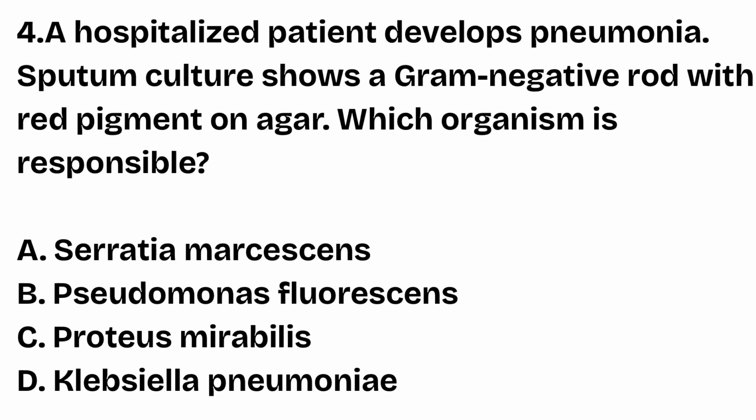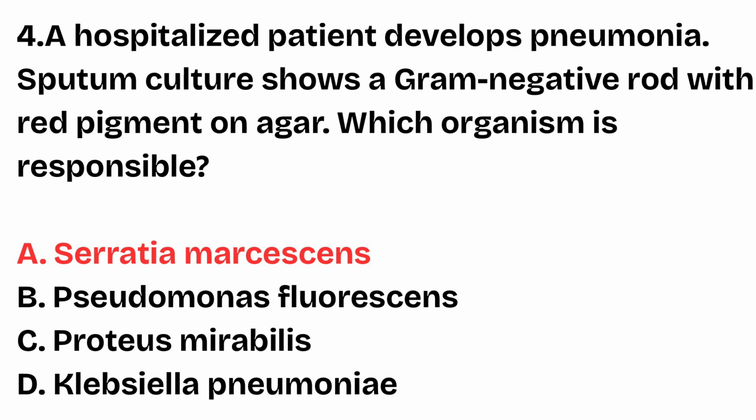Question number 4. A hospitalized patient develops pneumonia. Sputum culture shows a gram-negative rod with red pigment on agar. Which organism is responsible? Serratia marcescens, Pseudomonas fluorescens, Proteus mirabilis, Klebsiella pneumoniae. The right answer is option A, Serratia marcescens.